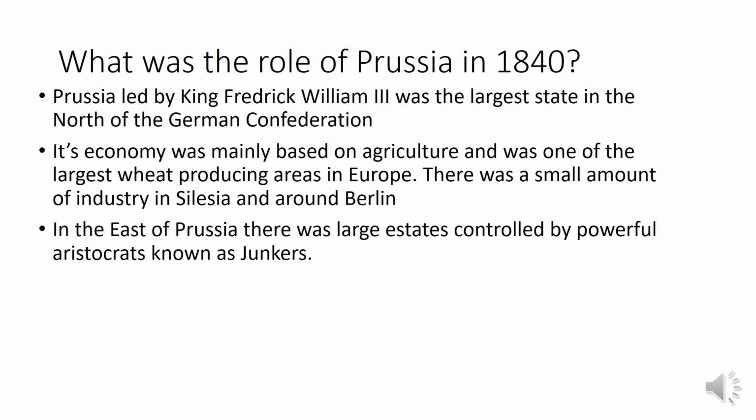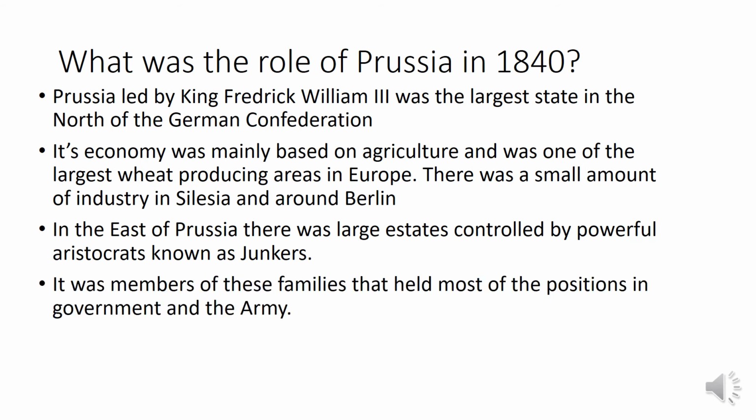The major part of Prussia was the east of Prussia. This is where most of the power lied. There were large estates that were controlled by powerful aristocrats known as the Junkers. Now these estates would contain large areas of land where crops could be grown. It would also control all the villages and people that lived in those areas. This meant they were able to profit and become very rich off selling extra wheat and also collecting taxes from the people that lived on their estate. The Junkers were the most powerful group in the country, and it was from these families that most of the positions of government and the army were held.